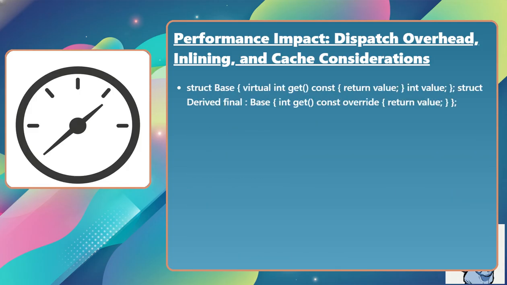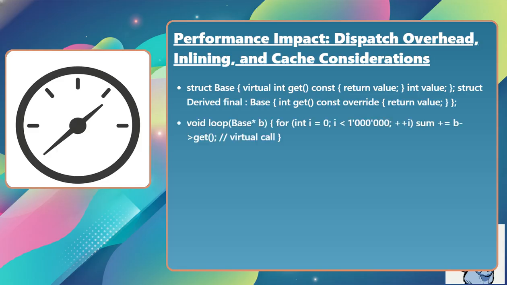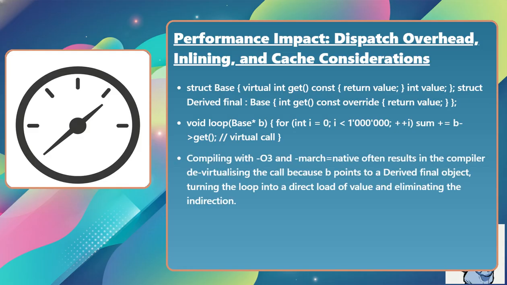struct Base { virtual int get() const { return value; } int value; }; struct Derived final : Base { int get() const override { return value; } }; void loop(Base* b) { for (int i = 0; i < 1 million; ++i) { sum += b->get(); // virtual call } } Compiling with -O3 and -march=native often results in the compiler devirtualizing the call because b points to a Derived final object, turning the loop into a direct load of value and eliminating the indirection.